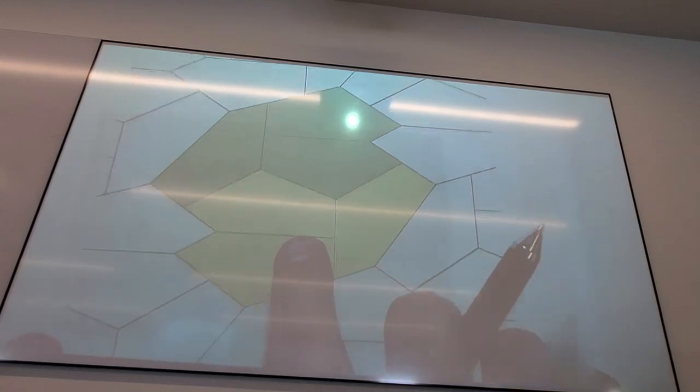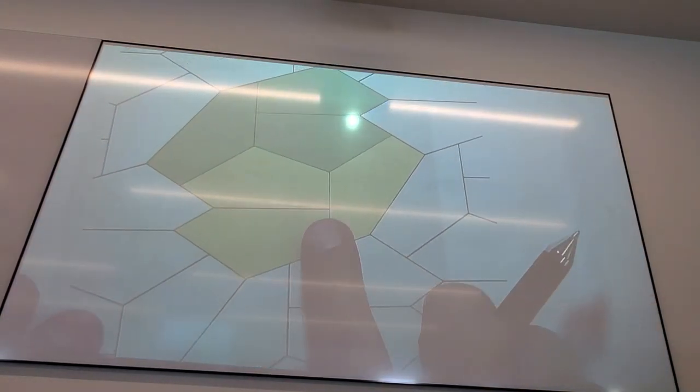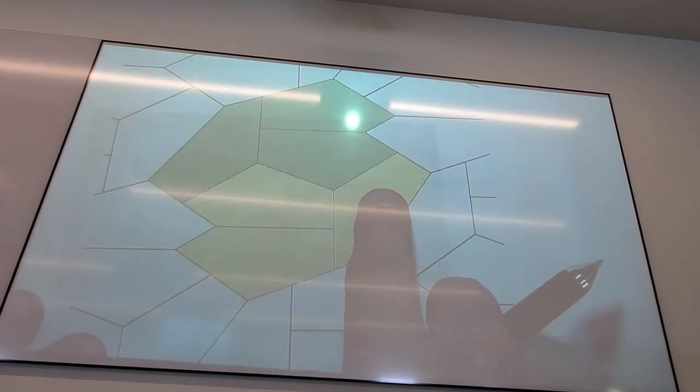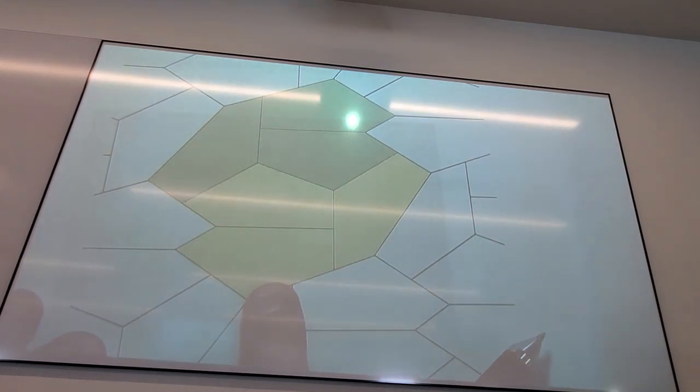One more example of a tessellation. What's on the back of you? Oh, that's right. I want to show you that too, using non-regular polygons. Just to show you.